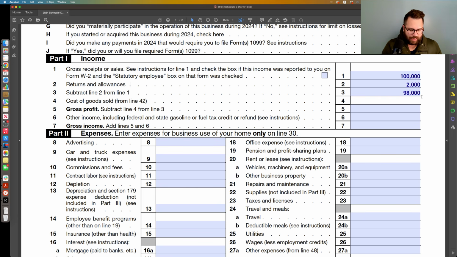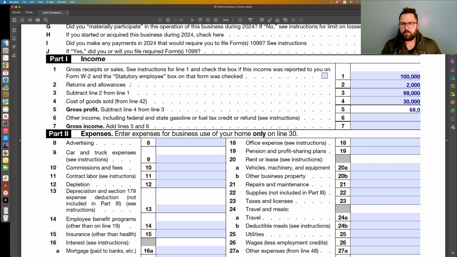So let's say you do have inventory. Let's say you sell T-shirts. I don't know. Let's say your cost of goods sold was 30,000. You have your gross profit here of 68,000. Your tax software will do the math for you, by the way. Other income, that's typically nothing there.